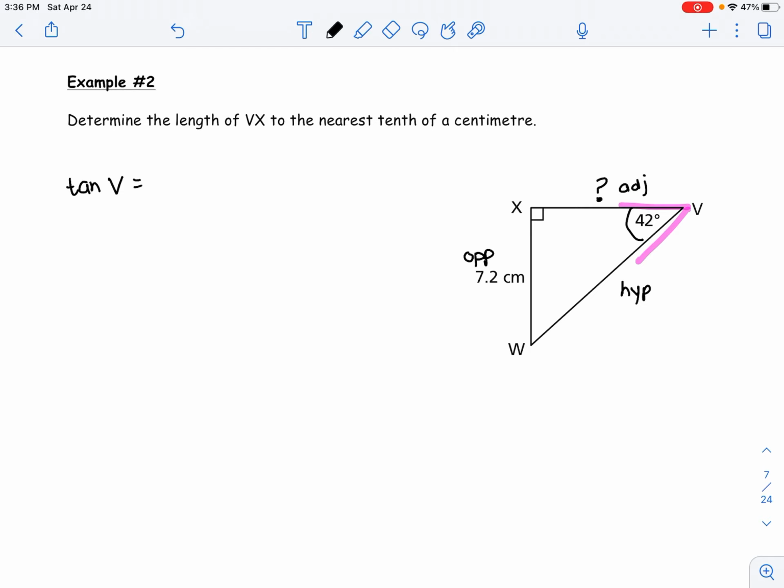And we want to set it up as tan of V is equal to always opposite at the top and adjacent at the bottom of your fraction. V is equal to 42 degrees. You can always put brackets after your tan if that helps, or you can just leave it as tan 42. Our opposite side we actually know this time, it is 7.2. And our adjacent side we don't know, so we leave it as ADJ.